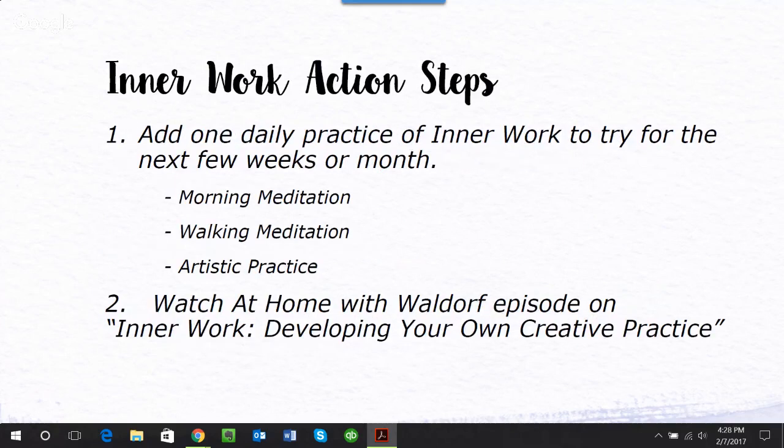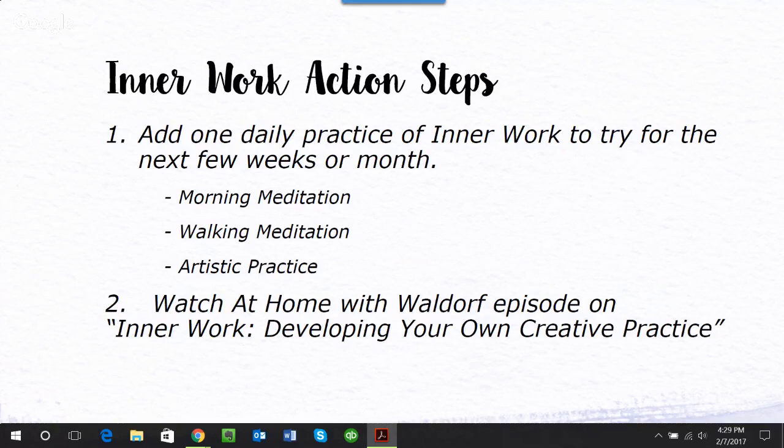So here are some action step suggestions. And again, focus on just one at a time. Try one for the next couple of weeks. You may already have some form of an inner work practice. If you're not doing it every day, then I would try to increase the frequency. If you don't have a practice, or if it's fallen by the wayside, which happens all the time, right? We get into a certain practice for a while and then it slips away.